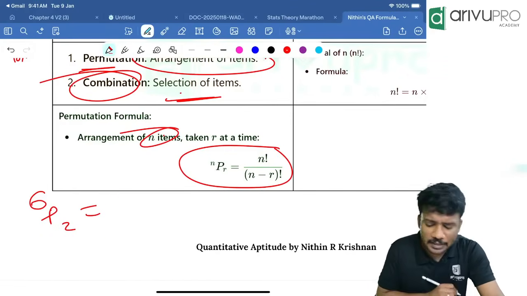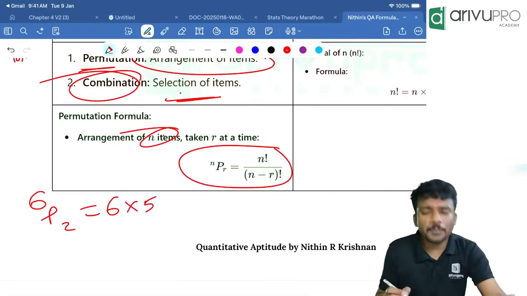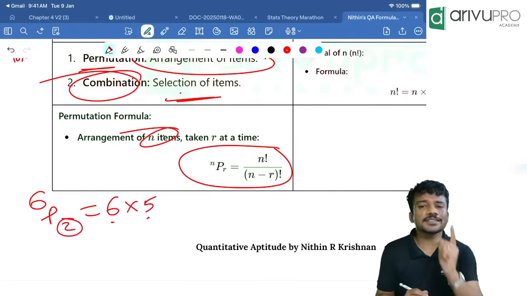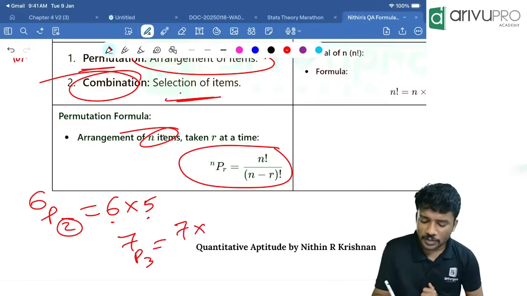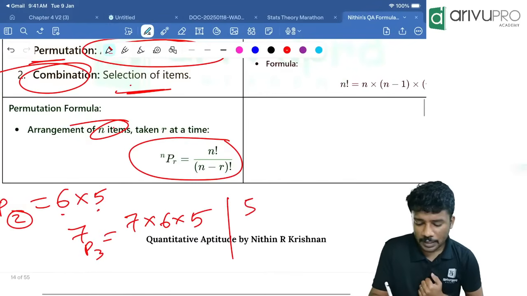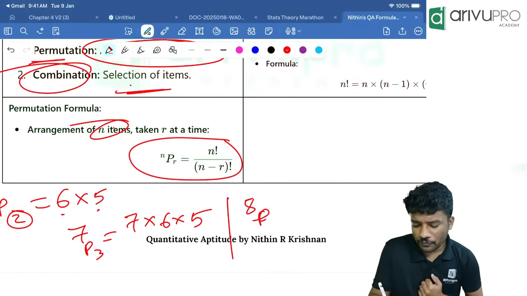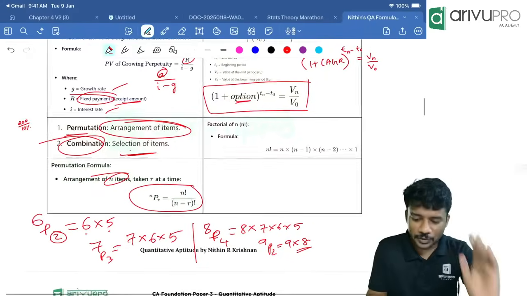But how will you write it as a shortcut? 6P2 is nothing but 6 into the previous number. Only two numbers are there since it is 2. What if it is 7P3? 7P3 is nothing but 7 into 6 into 5. You can just use a calculator. 8P4 is how much? 8 into 7 into 6 into 5. What if the question is 9P2? 9P2 is nothing but 9 into 8. Likewise, you can write, people.